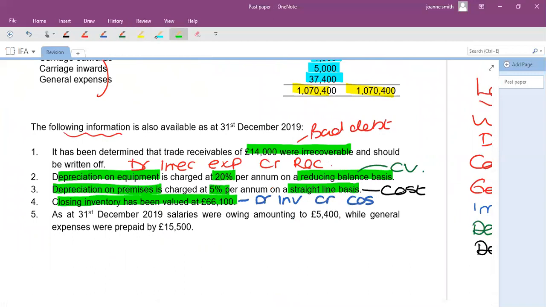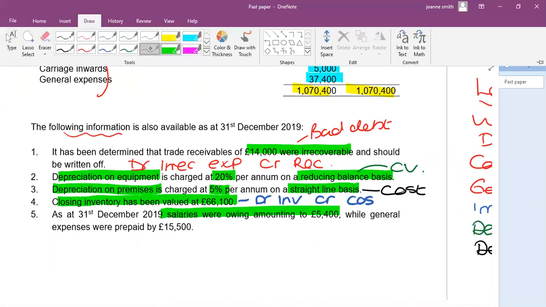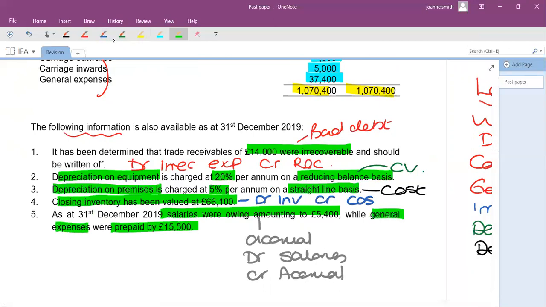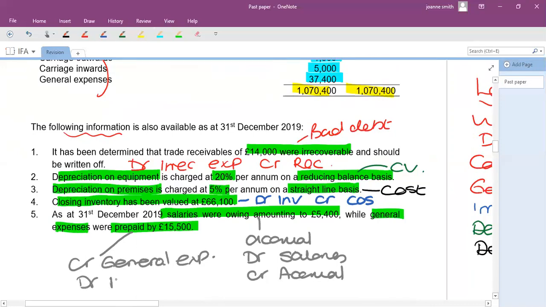And the final one that we've got here, we've got an accrual and a prepayment. So salaries are owing. Owing means that we've got an accrual. So that means we need to increase our expenses. So we'll increase salaries and credit the accruals account. The accrual is your liability, the amount that you owe. Whereas the prepayment, which is your general expenses, that means you've paid something in advance. So if you've paid it in advance, that means you're going to credit your general expenses because you've paid more than what you need to, and you're going to debit your prepayments.